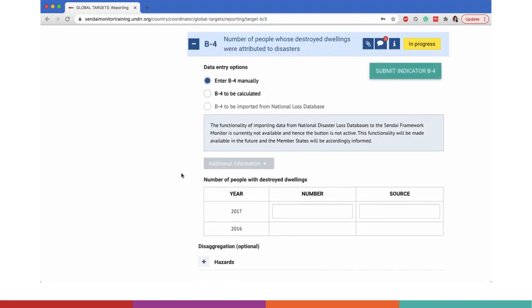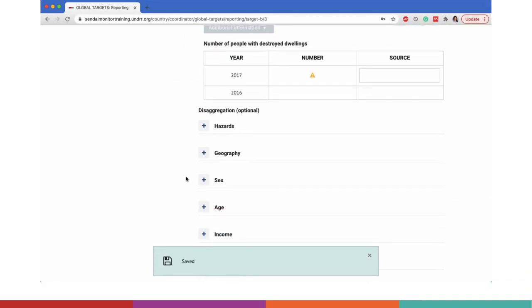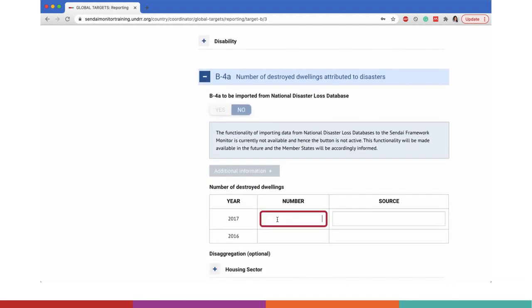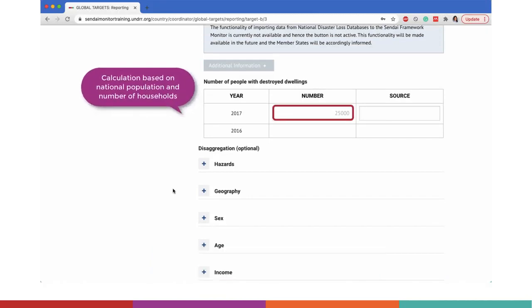Indicator B4 is the number of people whose destroyed dwellings were attributed to disasters. B4 has the same selection of data entry options, where we recommend using the option B4 to be calculated. Enter the number of destroyed dwellings attributed to disasters in box B4A, and the system will calculate B4 based on the national population and number of households entered in the metadata.